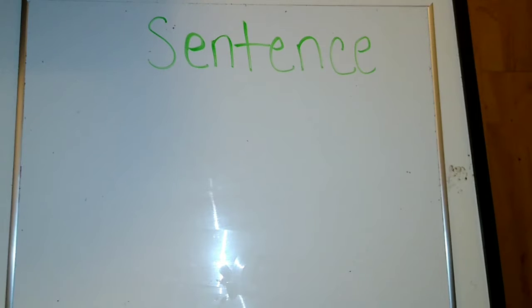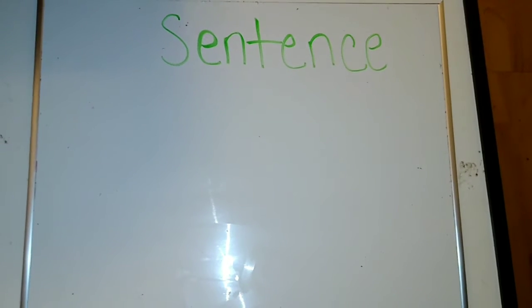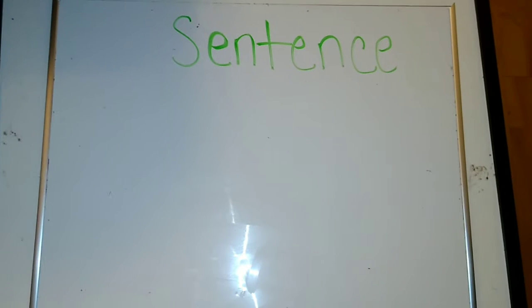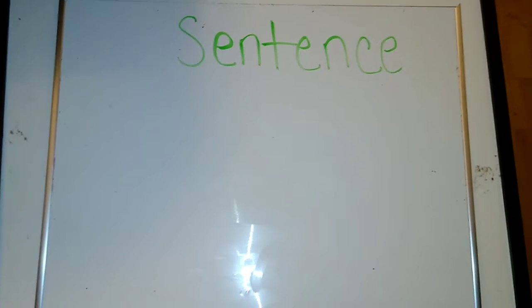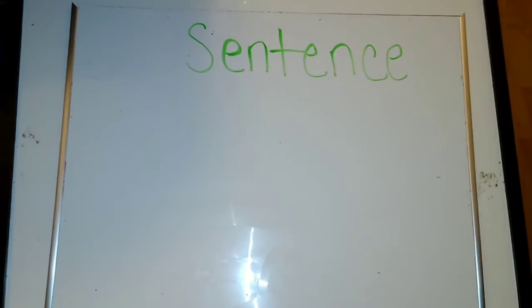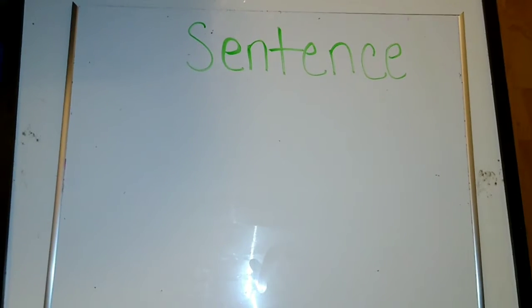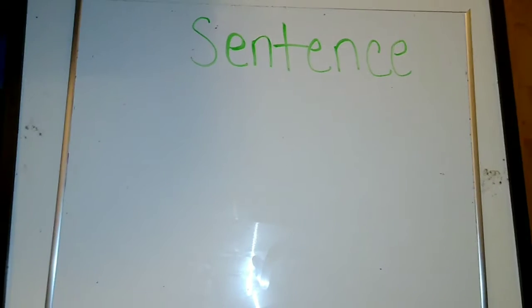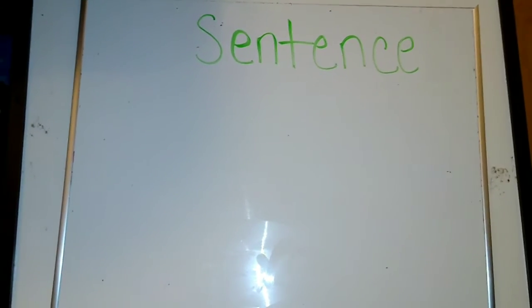In today's video, we're going to talk about sentences. So a sentence is a group of words that form a complete thought. We know that a sentence starts with an uppercase or capital letter, and we know that it also has a punctuation mark at the end. Sometimes it can be a period, an exclamation mark, or a question mark, depending on what you're trying to say.